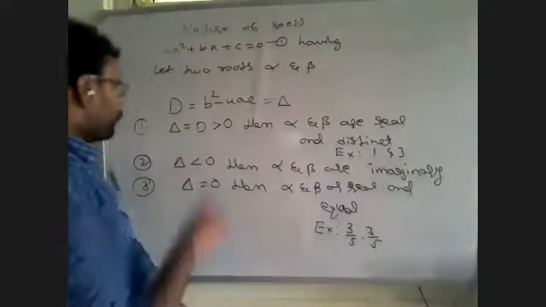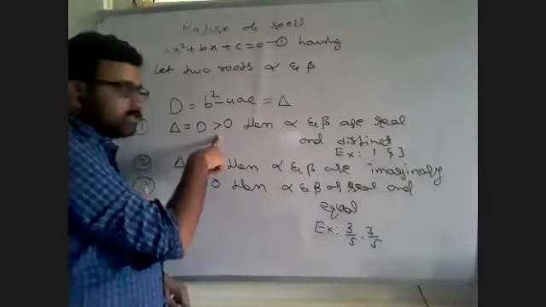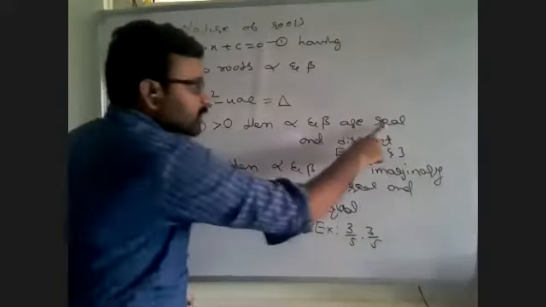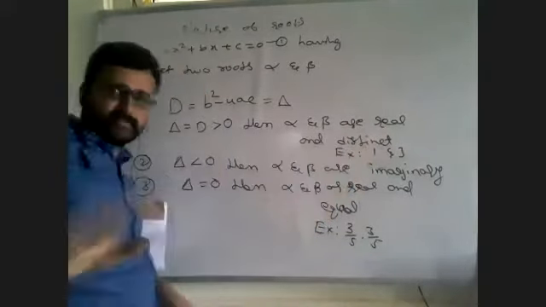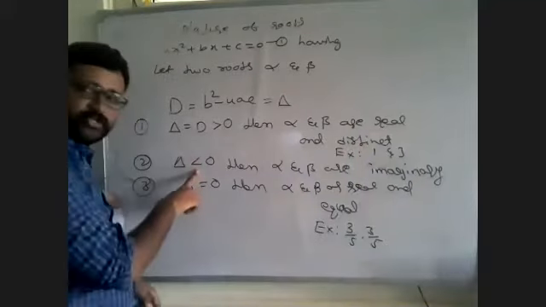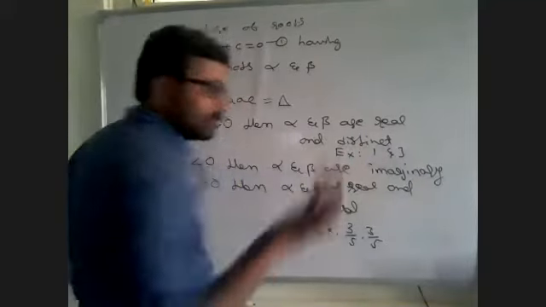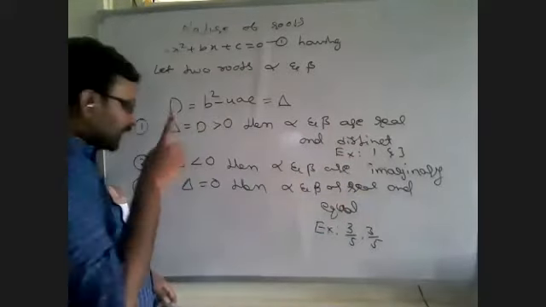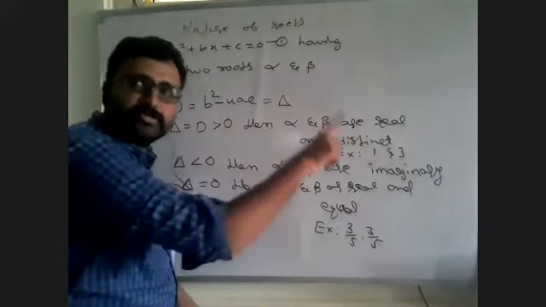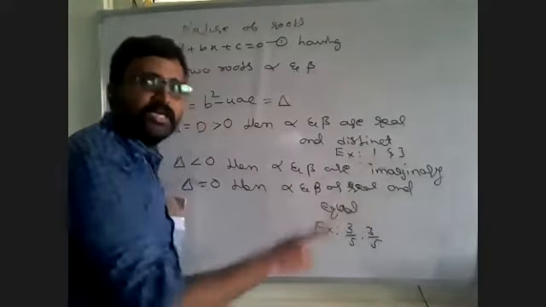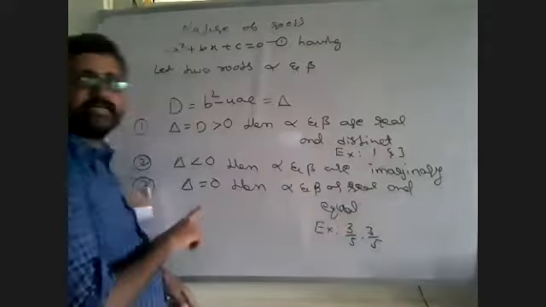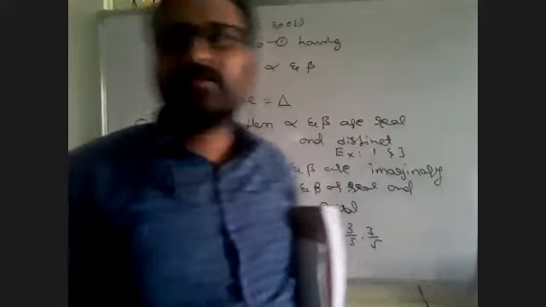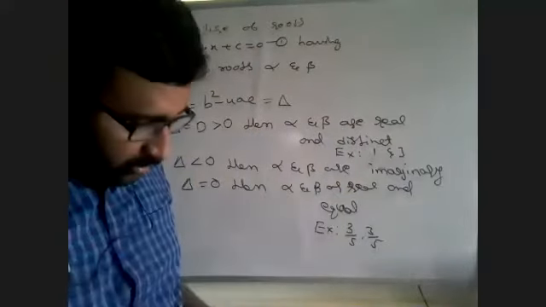So you have to remember like this. If delta is greater than 0, roots are real and distinct. If delta is less than 0, roots are imaginary. If delta equal to 0, roots are real and equal. Remember like this. What is the meaning of delta? b square minus 4ac. Okay. And wait, one more.